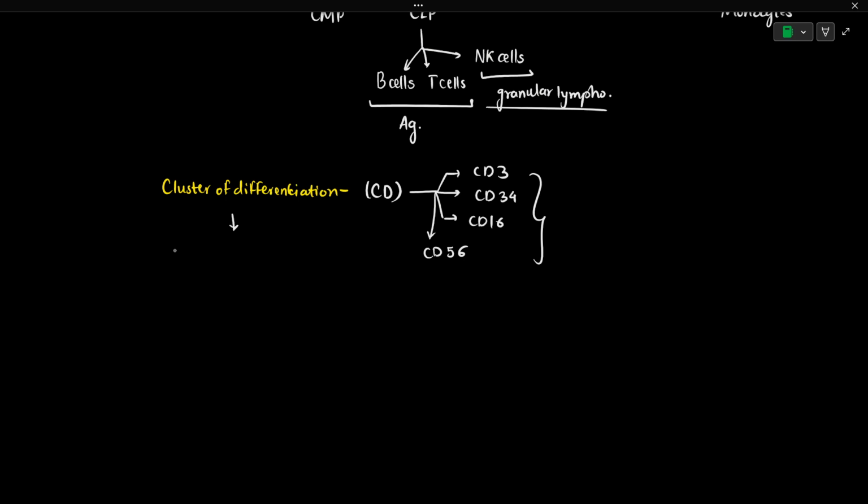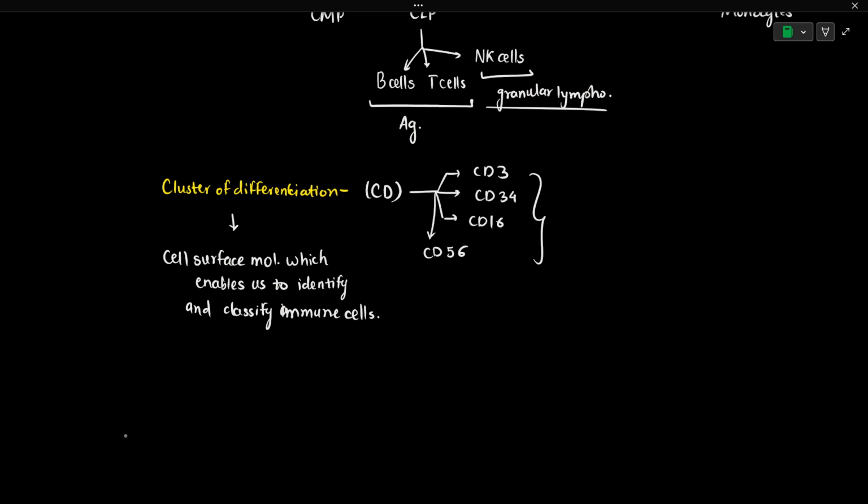These are the cell surface molecules which enable us to identify and classify different types of immune cells. Right? So using those, we can differentiate between those immune cells.